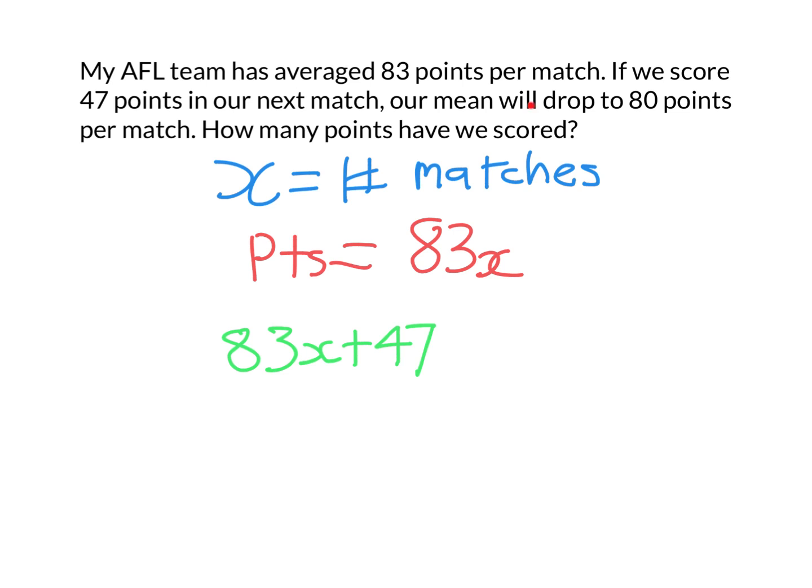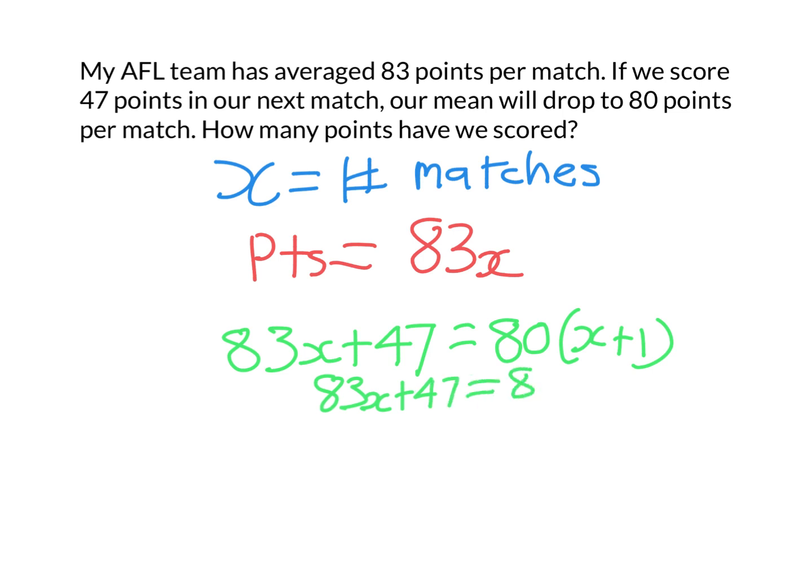Now, our mean, though, will be 80 points. Total number of points equals average points per match times the number of matches. Now, we'd played X matches. If we play another match and score 47 points, we have now played X plus 1 matches. So we've reduced this to an equation and we know how to solve these. We've done it a million times. We have pronumeral on both sides of the equal sign, so we need to get rid of any fractions or brackets. Let's expand the brackets.